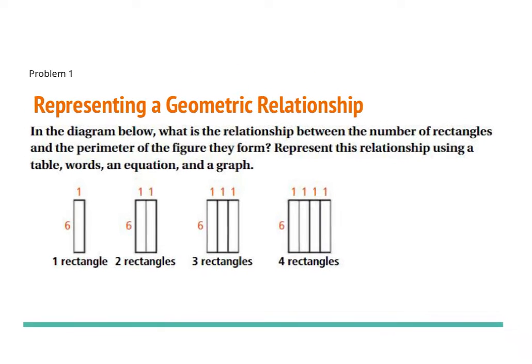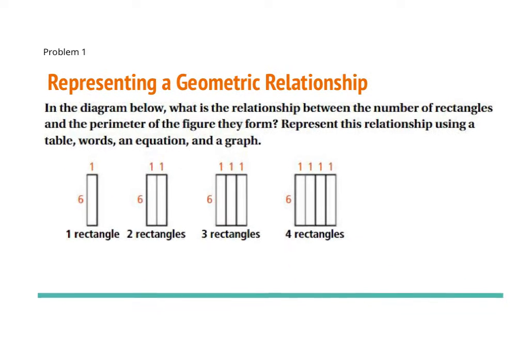Okay, so we're gonna represent geometric relationships. In the diagram below, what is the relationship between the number of triangles and the perimeter of the figure they form? Represent this relationship using a table, words, an equation, and a graph. Okay, so first off, let's go ahead and calculate the perimeter for each of these.